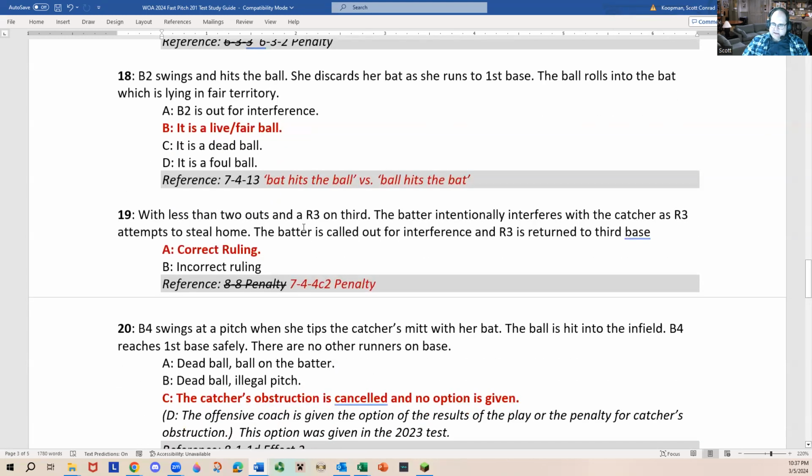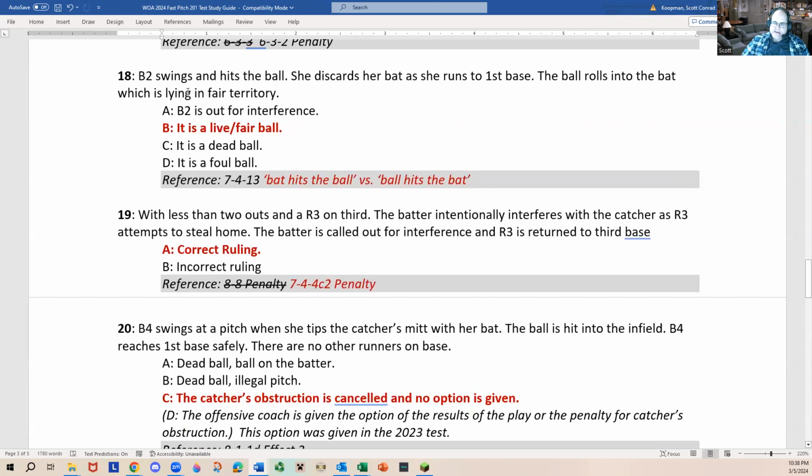Question 18. B2 swings, hits the ball. She discards her bat as she runs to first base. The ball rolls into the bat, which is lying in fair territory. So the runner hits, running to first base, drops the bat. The ball is in fair territory, and then the bat is. Then the ball rolls and hits the bat. So what do you have? Interference, non-interference.